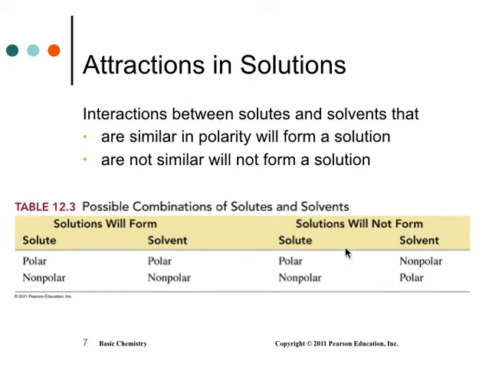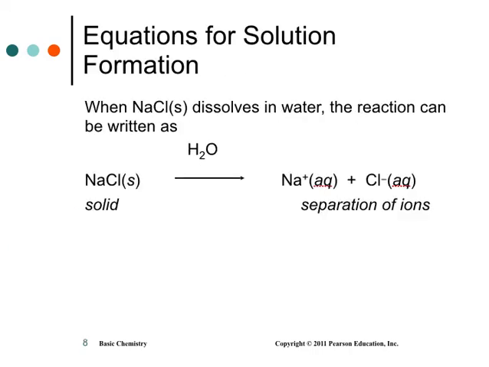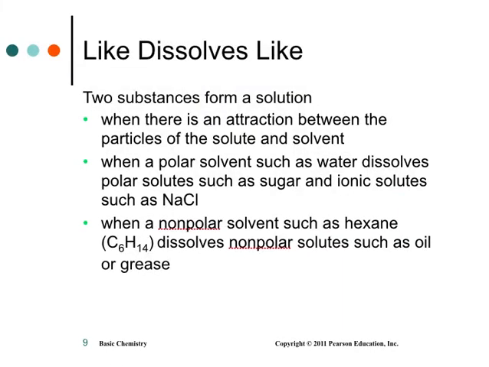Okay, so we're going to see that you have something that's kind of a rule of thumb, and that is like dissolves like. So here's that example. Water takes this solid, this is a polar solvent, this is a polar solute, and it breaks it completely apart because the positives yank on the negatives, the negative side yanks on the positives, and it completely separates it, dissociates it. Okay, so here's that trend that like dissolves like. If you have something that's polar like water, it will dissolve a polar solute. If you have something nonpolar like hexane or acetone or any kind of nonpolar gasoline, it will dissolve nonpolar.